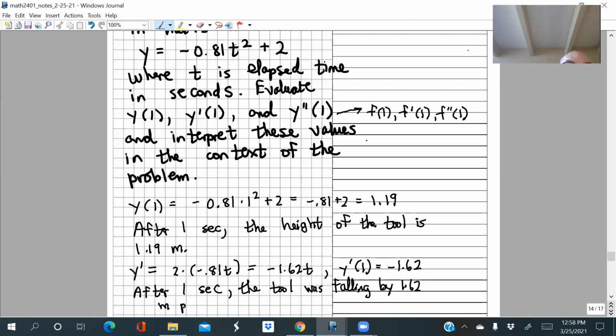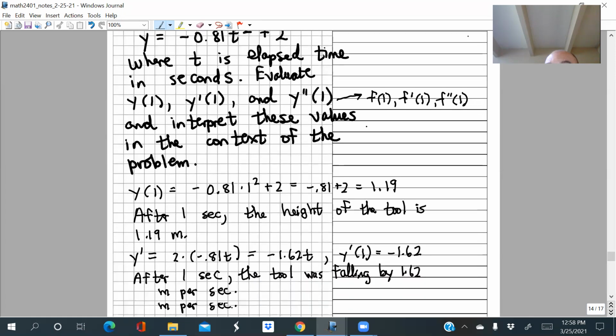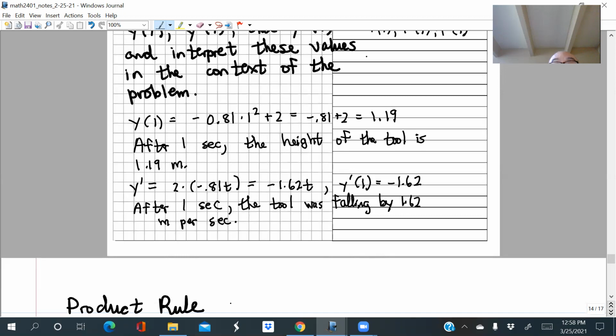Meters per second. See, this is a rate, right? It's like miles per hour is a rate. So make sure you get that rate into your answer. So after 1 second, that's how fast the tool is dropping: 1.62 meters per second. That's its velocity. So it's dropping, that's pretty fast, 1.62 meters per second. Not super fast, you can visibly see that, but pretty fast.